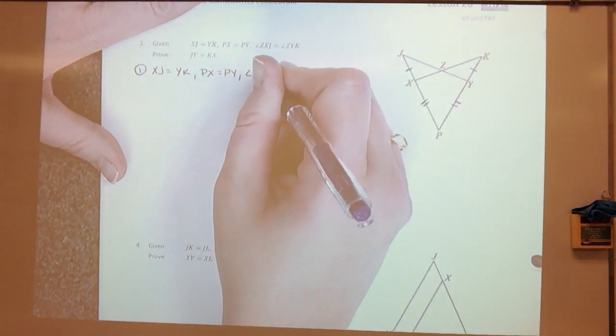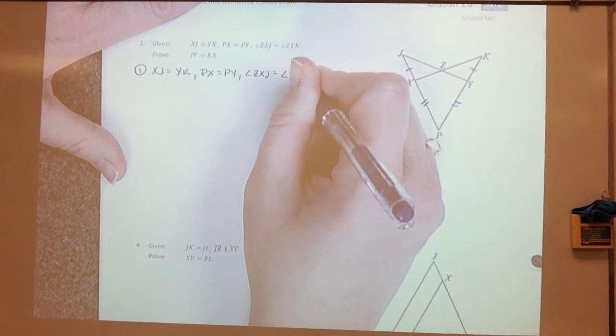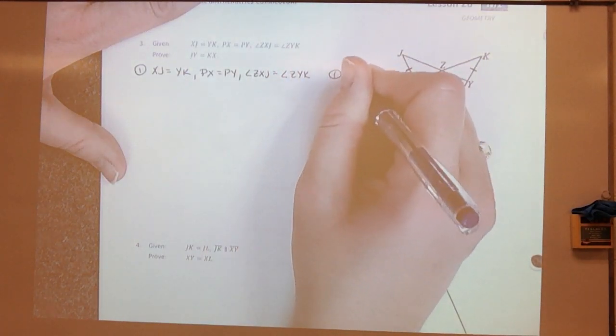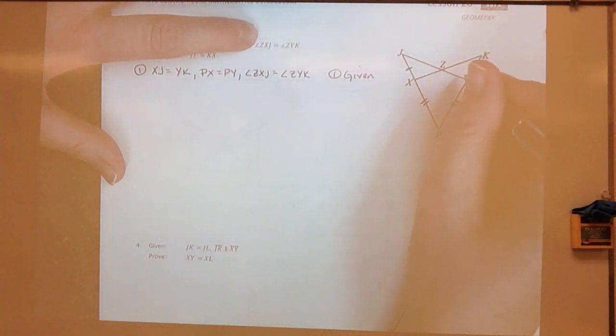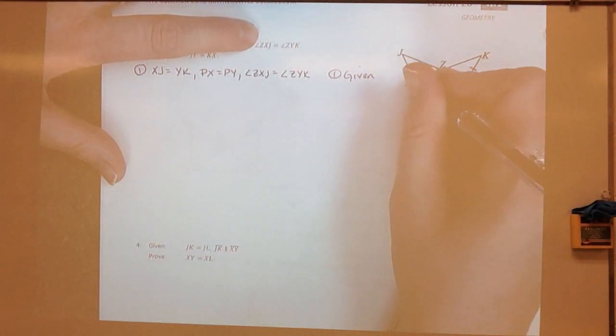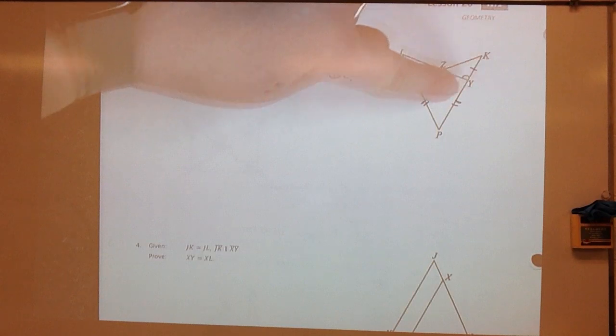Angle ZXJ is equal to angle ZYK, and that's all given. So ZYK, so this angle is equal to this angle. Our whole goal is to figure out that this long side is equal to that long side.